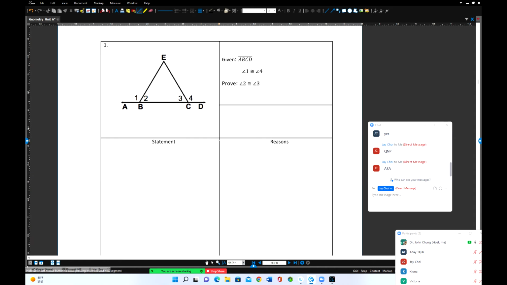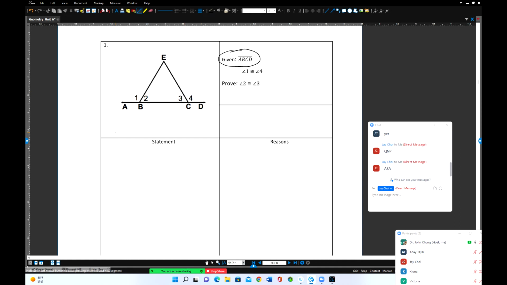Okay, the next problem. ABCD is a straight line. You have to give this one first, and then angle 1 and 2 are supplementary angles because they are a linear pair on a straight line. Angle 3 and 4 are a linear pair, so these two angles are supplementary. From here we can prove angle 2 and angle 3 are congruent. It's very simple, but there are steps. You need to follow the steps.